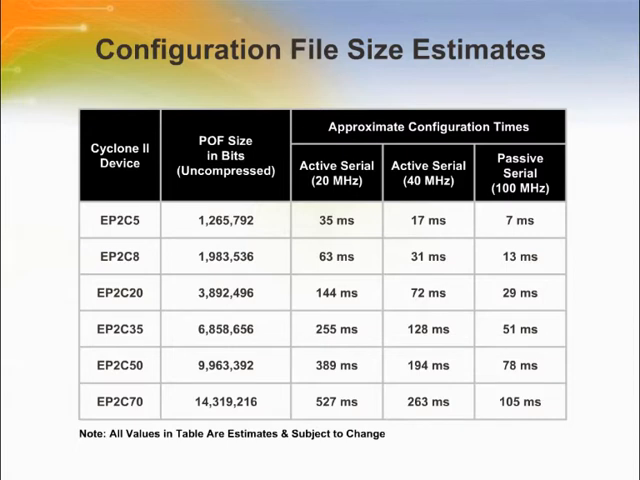This table shows the approximate uncompressed configuration file sizes for Cyclone II devices. To calculate the amount of storage space required for multiple device configurations, add the file size of each device together.